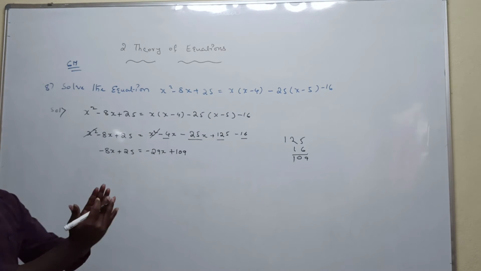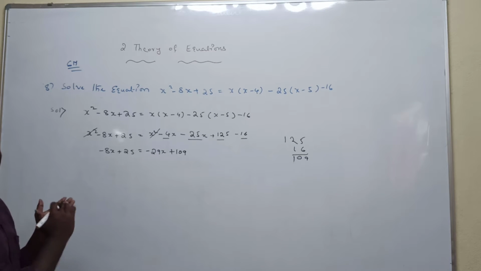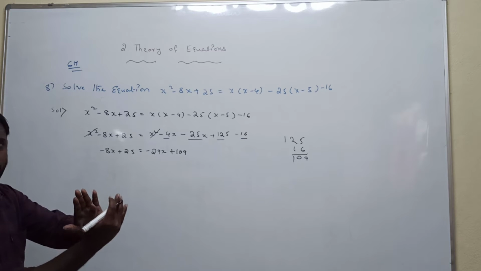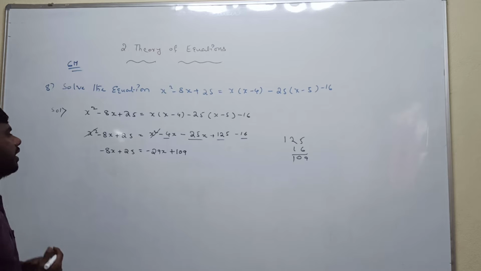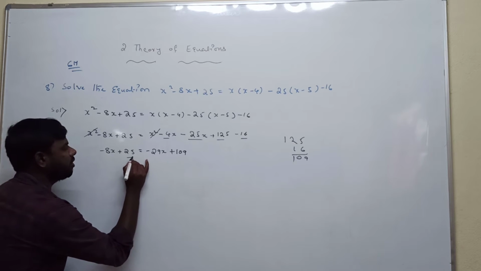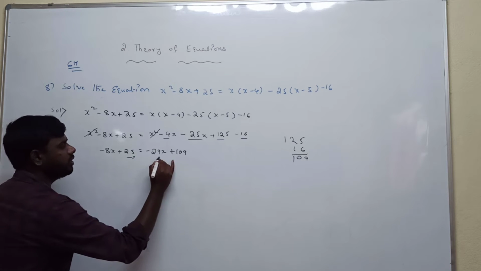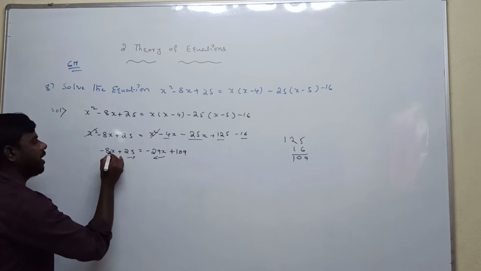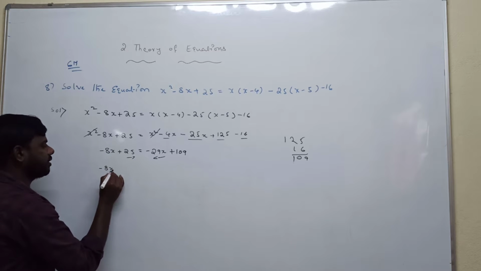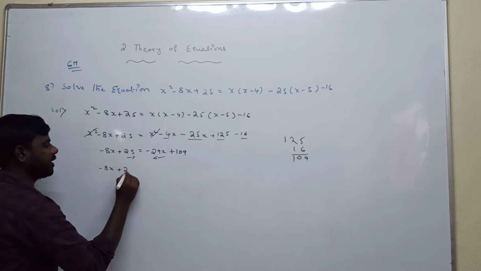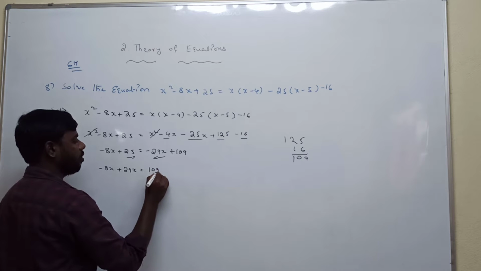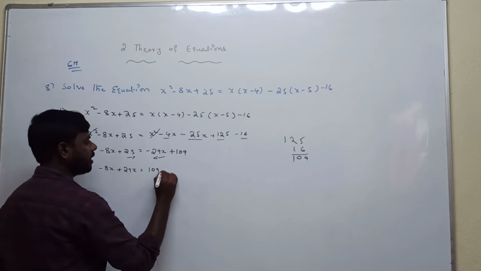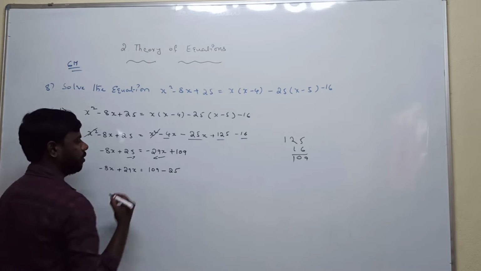Now take the x values to one side and the constant values to the other side. The x variable we take to the left hand side, and the constant value to the right hand side. The x variable terms are minus 8x and minus 29x. Take minus 29x from the right to the left side as plus 29x. On the right side, the constant 109 stays, and plus 25 taken to that side becomes minus 25.